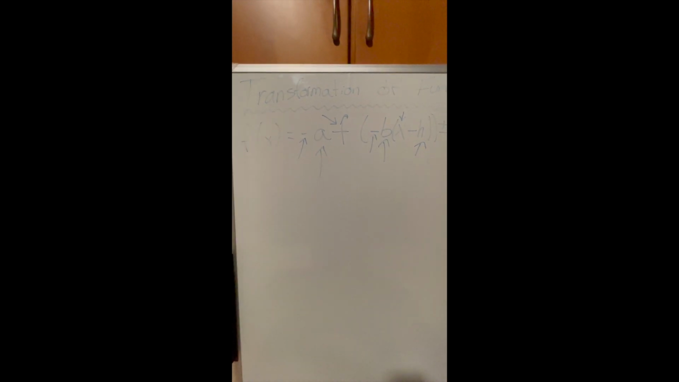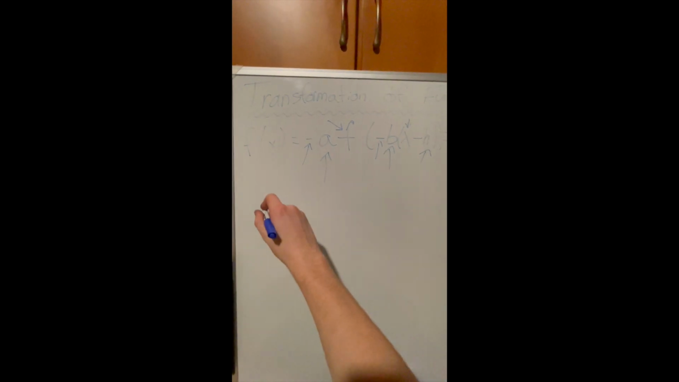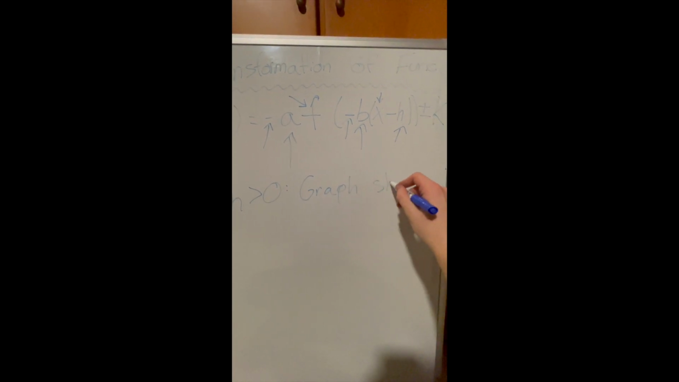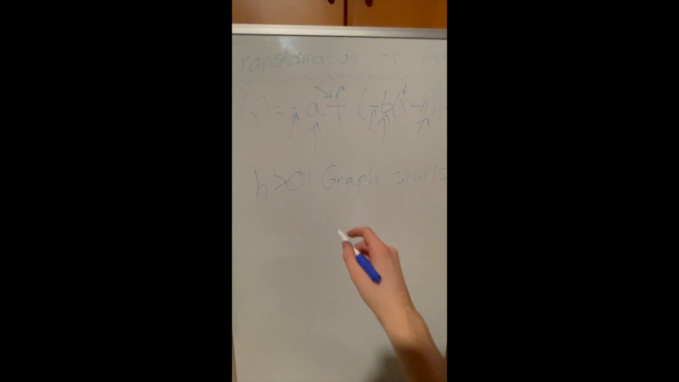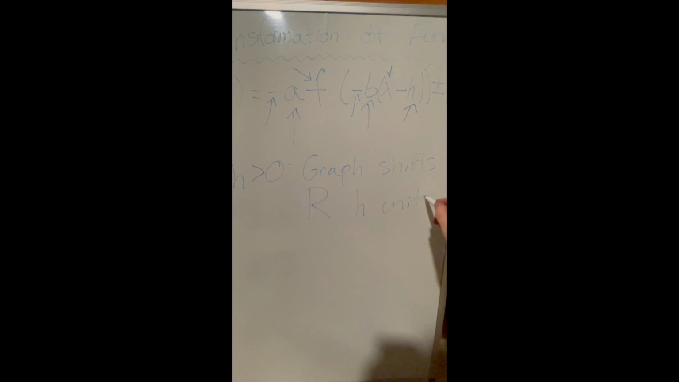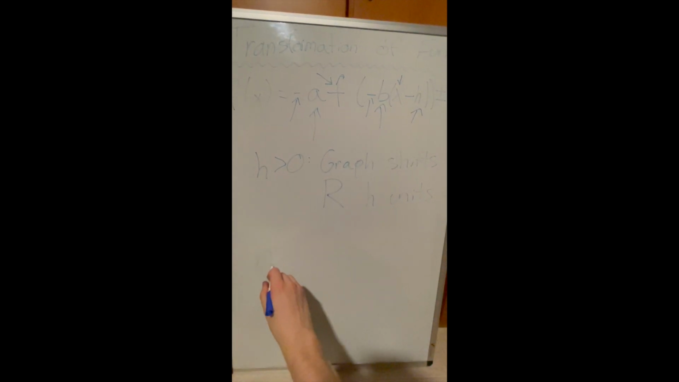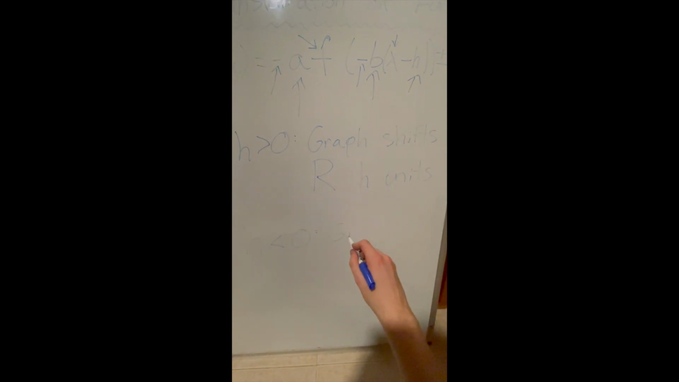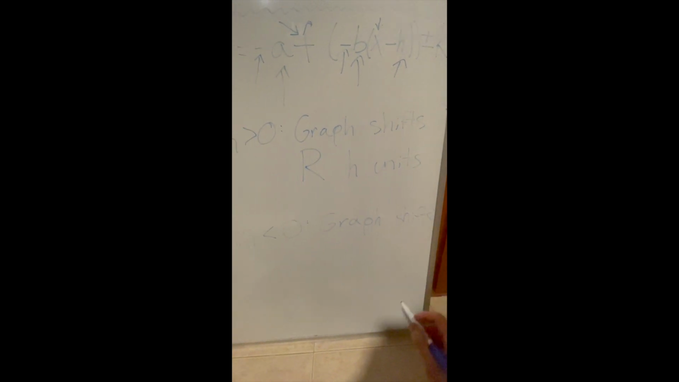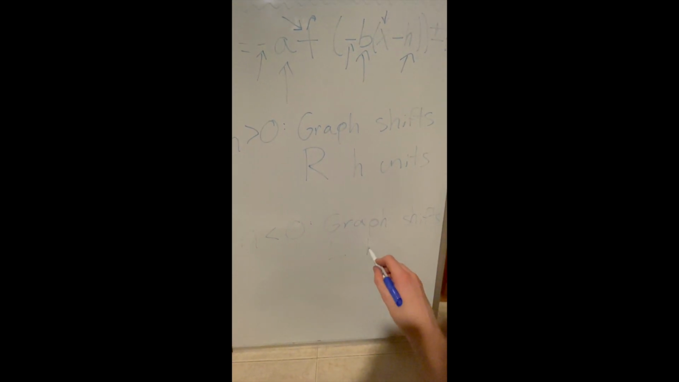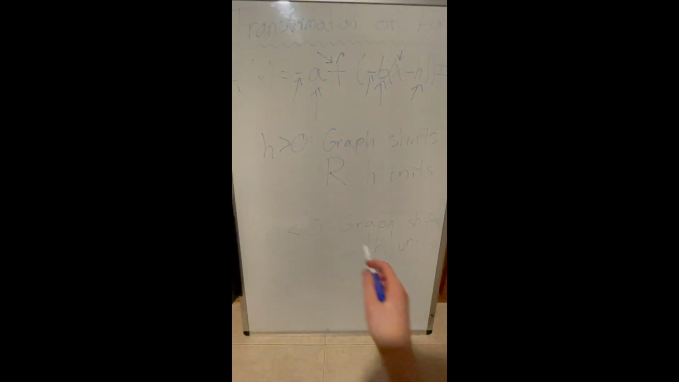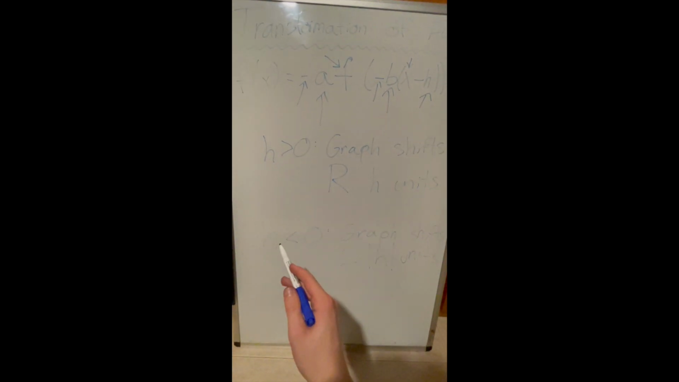This h represents our horizontal shift. If h is bigger than 0, then the graph shifts to the right h units. If our h is smaller than 0, then our graph shifts, without altering its shape, just moving to one side or the other, to the left h absolute value units. Because this would be a negative number, we must use the absolute value to move it to the left those units.